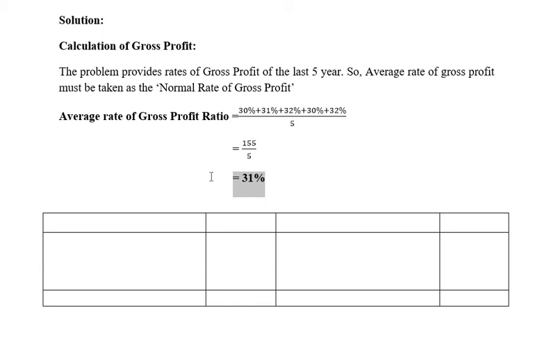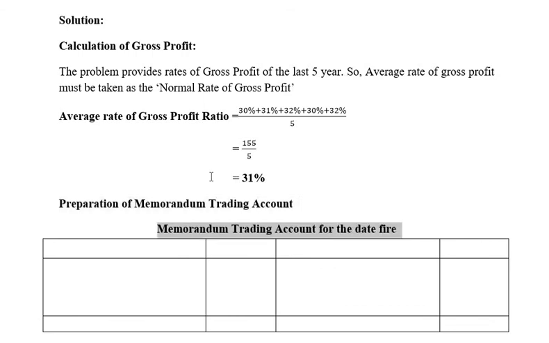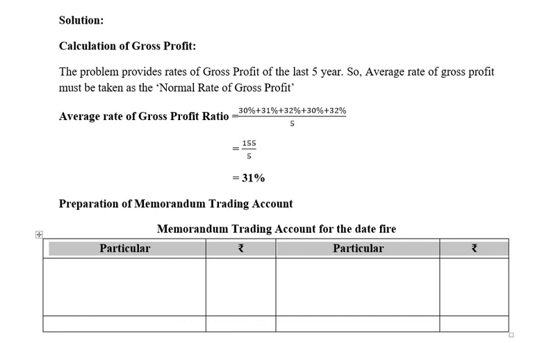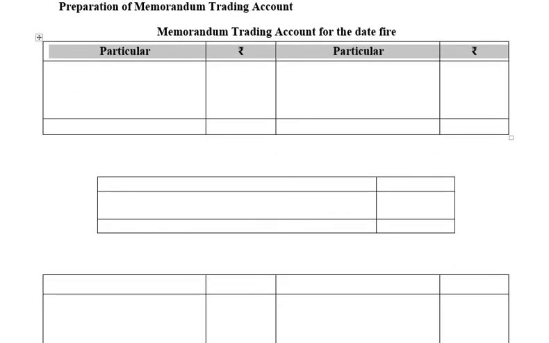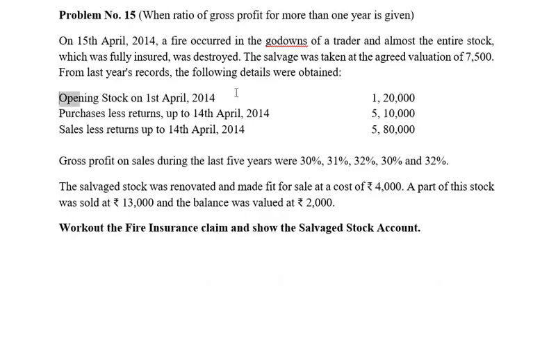So let's see the calculation of preparation of memorandum trading account. Memorandum trading account for the year and for the date of 5 years. In this, particulars, rupees. So memorandum trading account, particulars, rupees comes. Let's see. First, on the debit side, the opening stock. How much of the opening stock is there in the problem? Opening stock is 1,20,000 rupees.